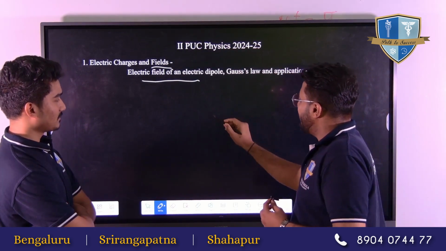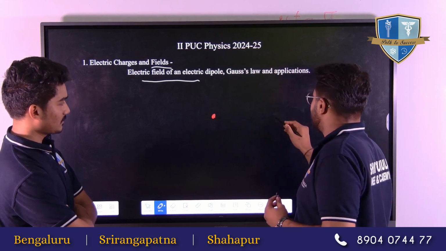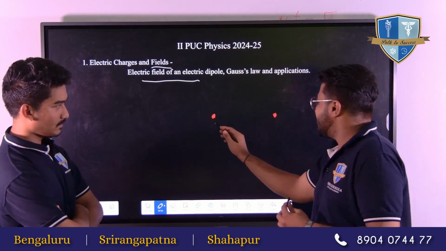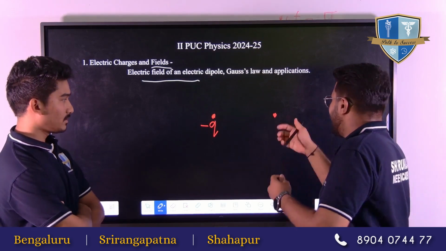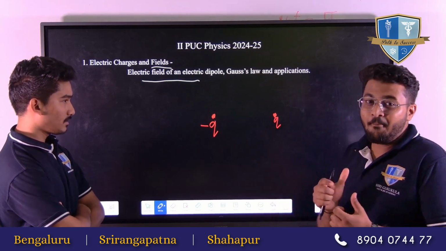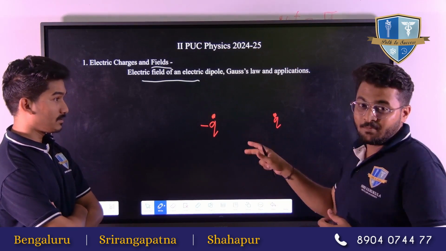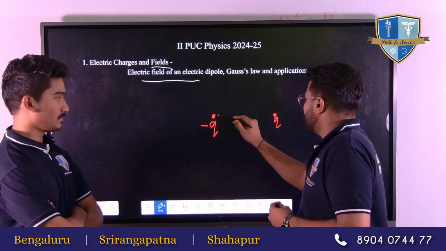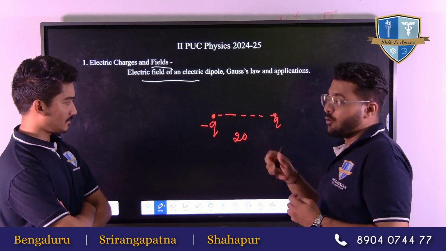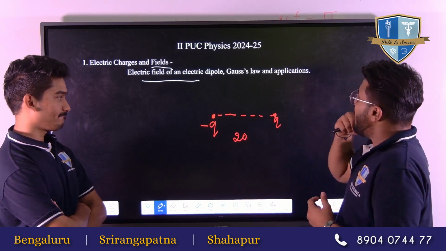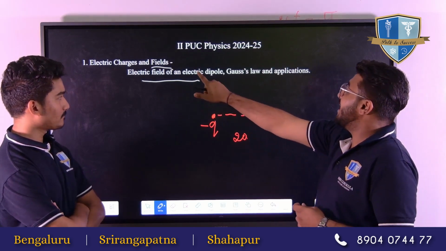Electric dipole. What is an electric dipole? It's a system which contains a positive and a negative charged particle which have the same magnitude but opposite charges, so that they are at a distance 2a from each other. So what will they ask? Electric field of an electric dipole.